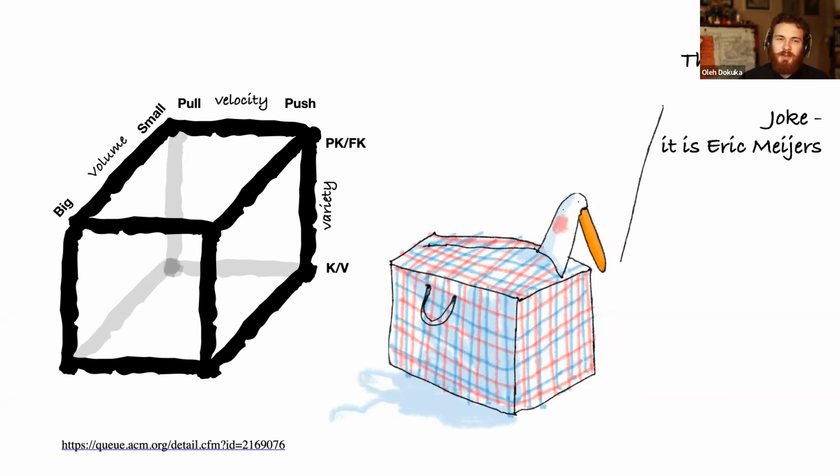But anyways, inside this cube, you have multiple important edges. So one of the edges is volume of your data. The other edge is velocity, or performance that you need to achieve, or latency. And the second and the third edge is variety, basically the variety of your database. So variety means key-value database, which is a really flexible database, or primary key, foreign key, or just a standard relational database.